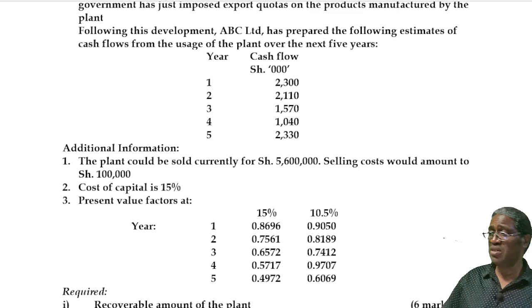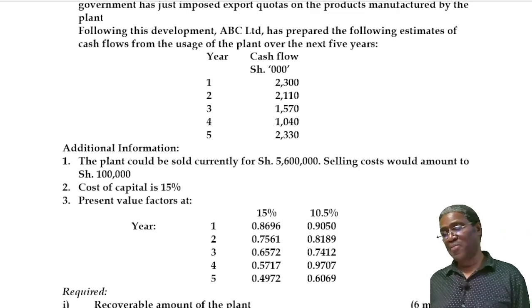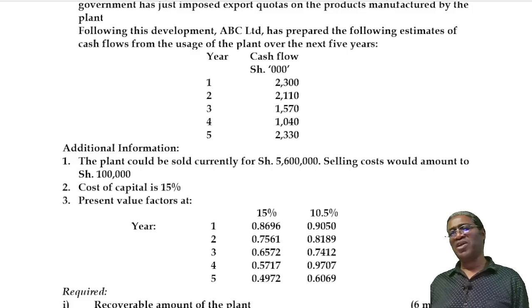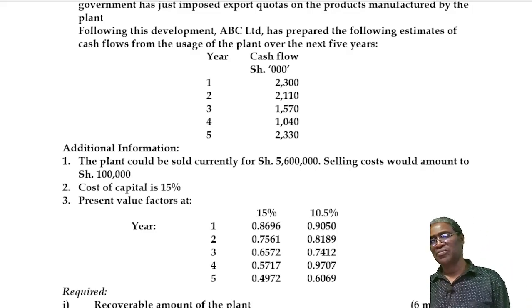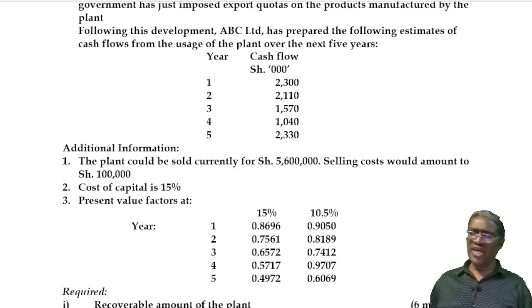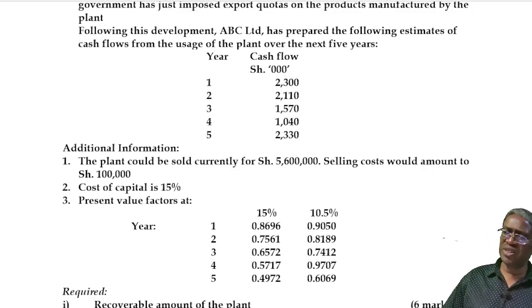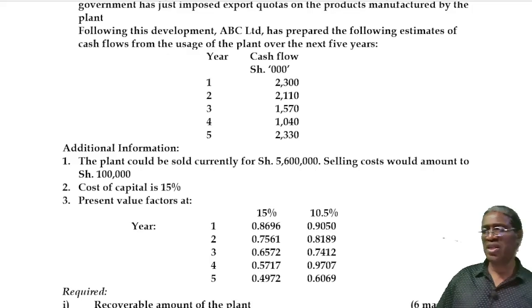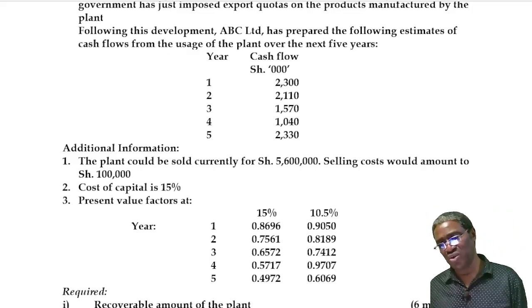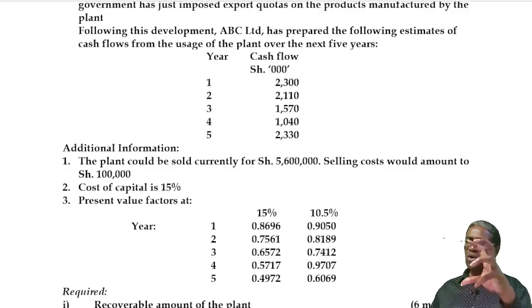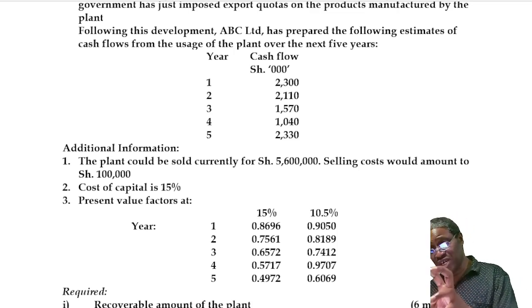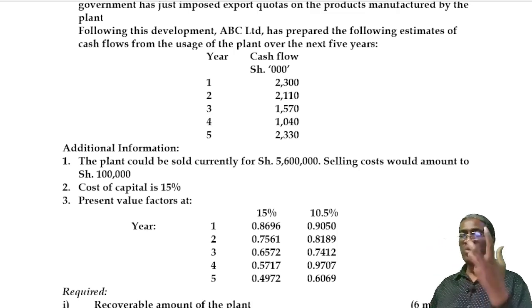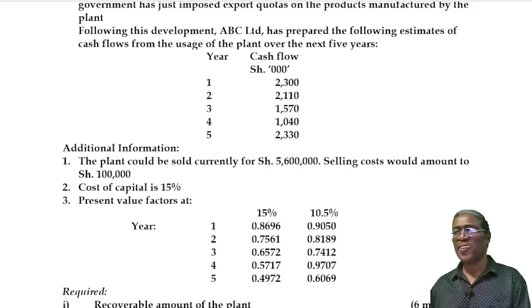So we need to determine the net realizable value. That's one. Then from there, we shall compute the value in use. We have been given the estimated future cash flows for the 5 years. Then we shall use the 15% as the discounting rate, and from there we shall get the value in use. Once we get the value in use, we compare the two, the value in use and the net realizable value, whichever is higher, we pick it to become the recoverable amount.